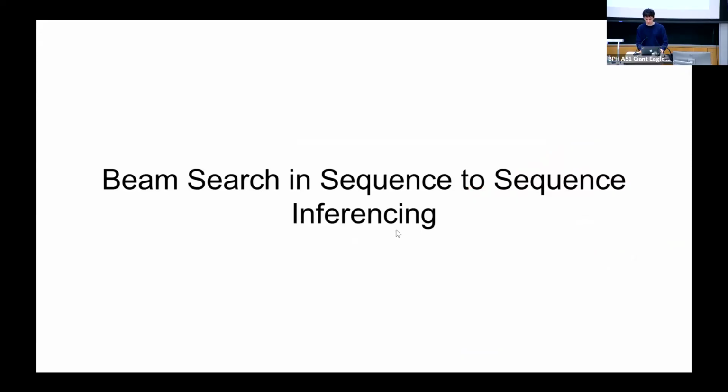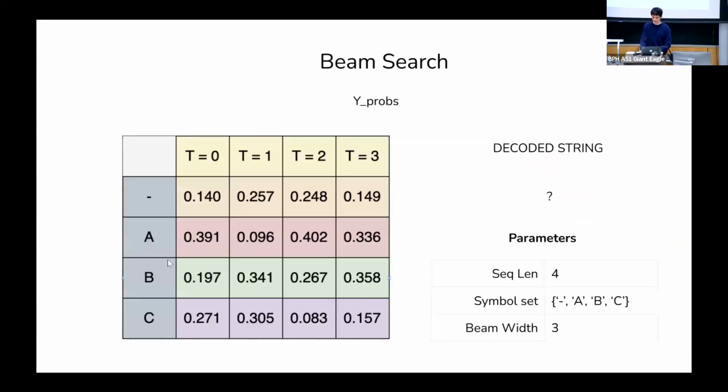Let's continue on with inferencing of sequence to sequence in terms of IDL. So I have our list of letters here, our sequence length is going to be 4, and our beam width is going to be 3. So our top K candidates are going to be 3, and because of that, we're only going to be comparing and contrasting 3 different options.